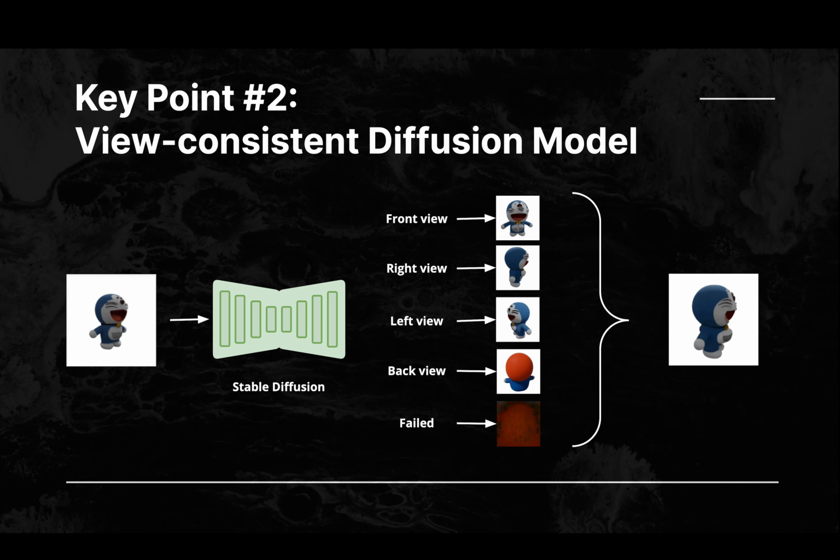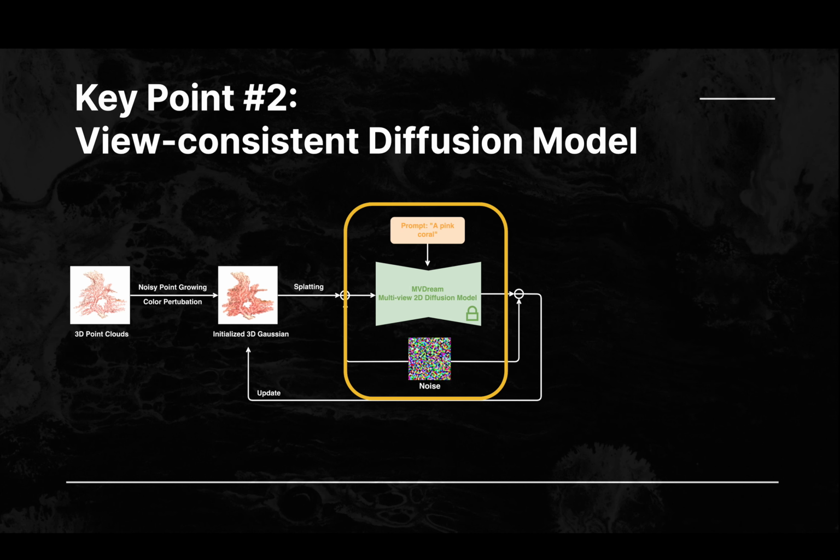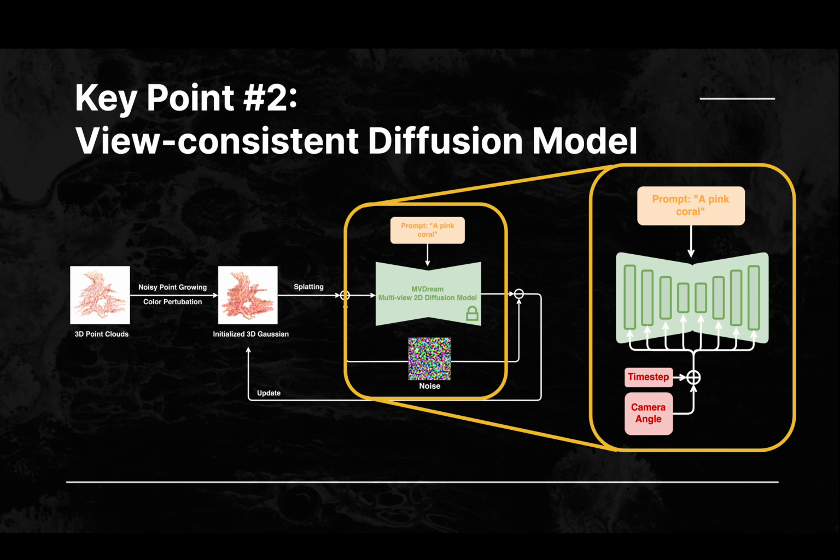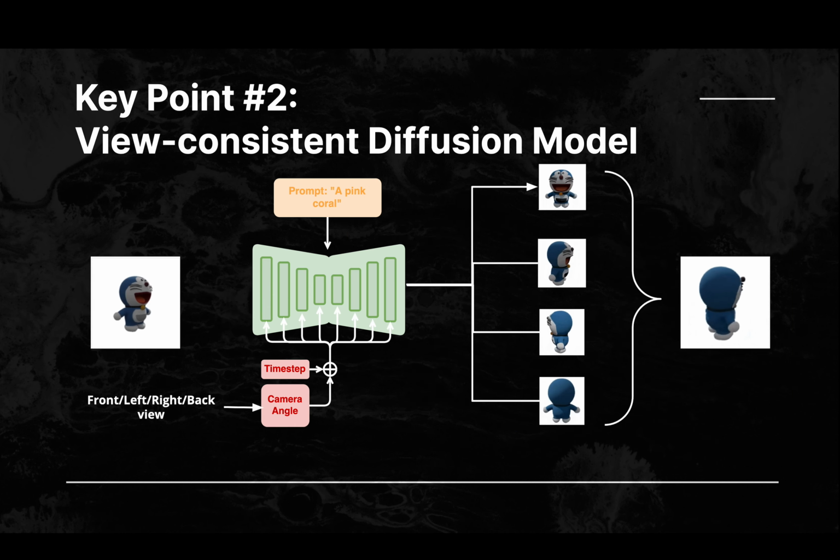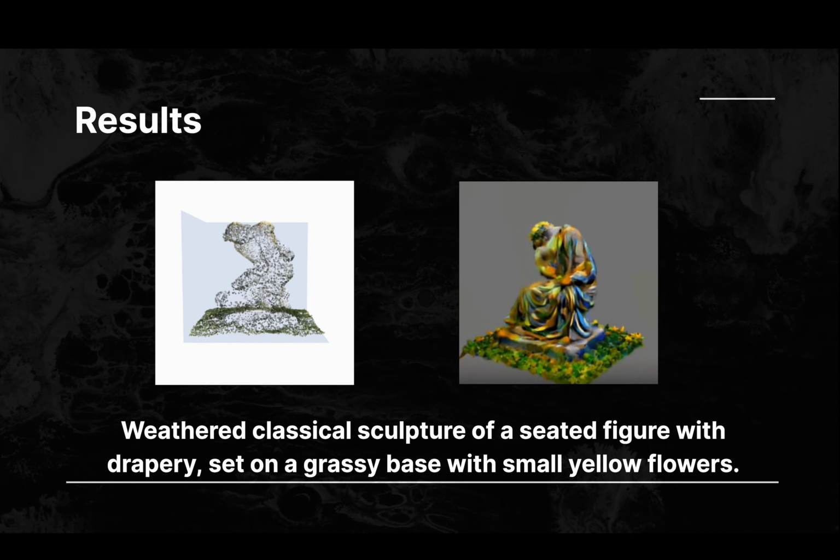The second point is that the original baseline used a diffusion model, which is not view consistent. We can see the cartoon character has a very different front view and back view. Its head becomes red. We try to improve this with a view-consistent diffusion model, which takes in not only the prompt, but also the camera angle. With this additional information, we can get view-consistent images at different camera angles. And we hope this can aid the 3D optimization process.